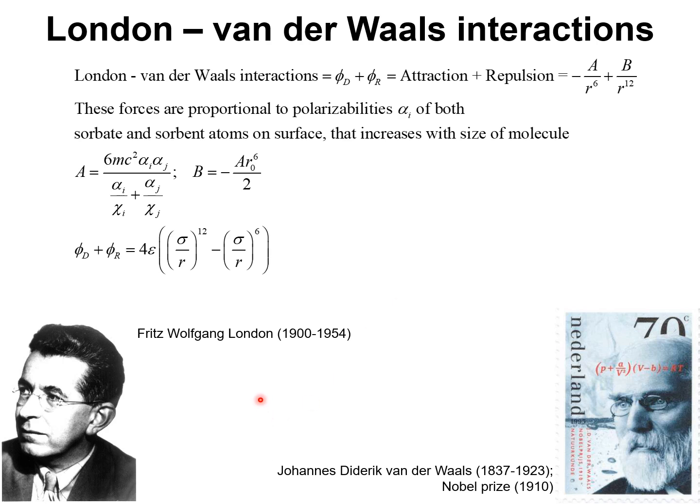It is interesting to note that despite what the name London might suggest, Fritz Wolfgang London was actually a German. Johannes Diederik van der Waals won the Nobel Prize in 1910, and he was a professor at the University of Amsterdam, where I am also located.